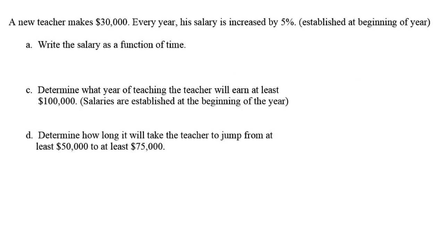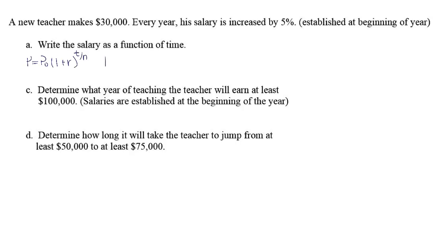Alright, so for this question, we're going to use our general formula that told us that our final population is equal to our initial population times 1 plus our rate, and that's going to be raised to our full time period divided by n, and n is the number of times your rate occurred over our given period. So for this problem, notice that we're told that a new teacher makes $30,000 and each year his salary is increased by 5%. For A, they want us to write the salary as a function of time.